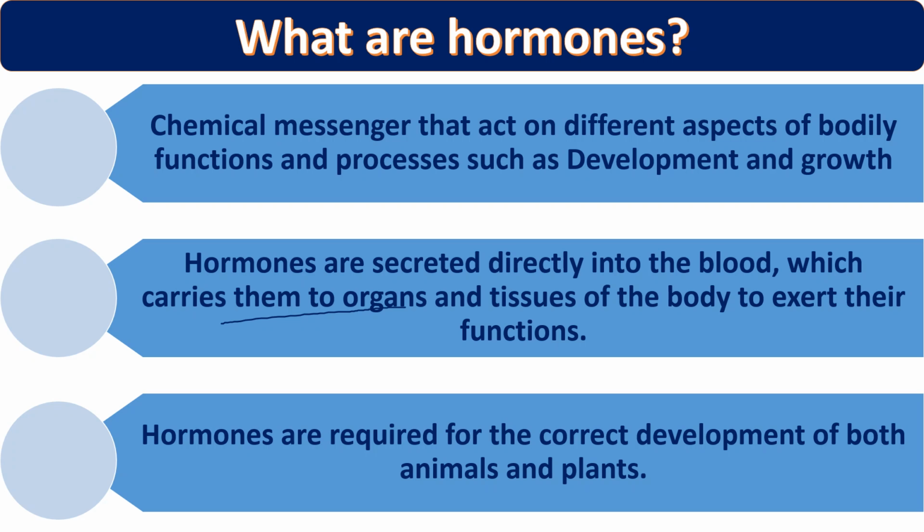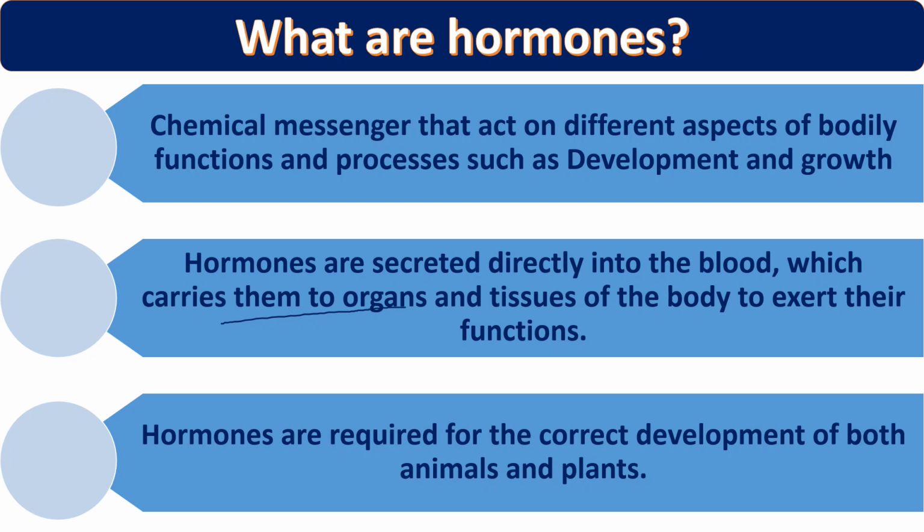These hormones are required for the correct development of both animals and plants. So hormones are not produced only by animals, but also by plants. Hormones are found in almost all multicellular organisms, and their role is to provide internal communication between cells located at different parts of the body.